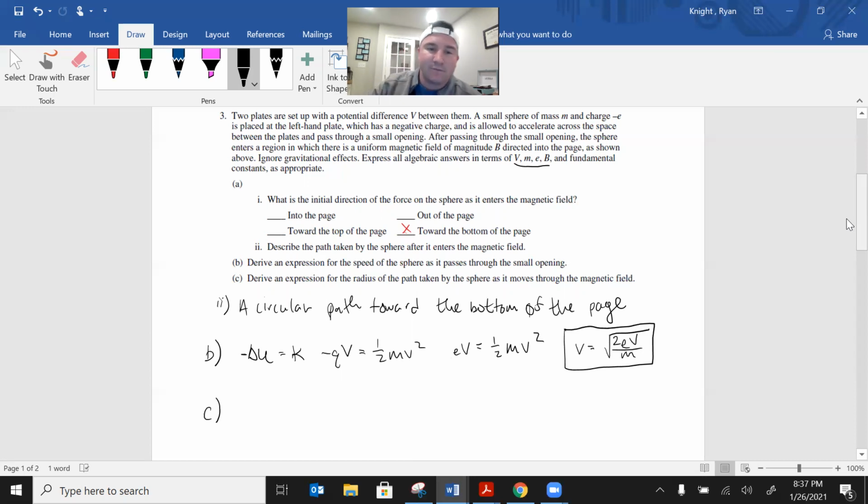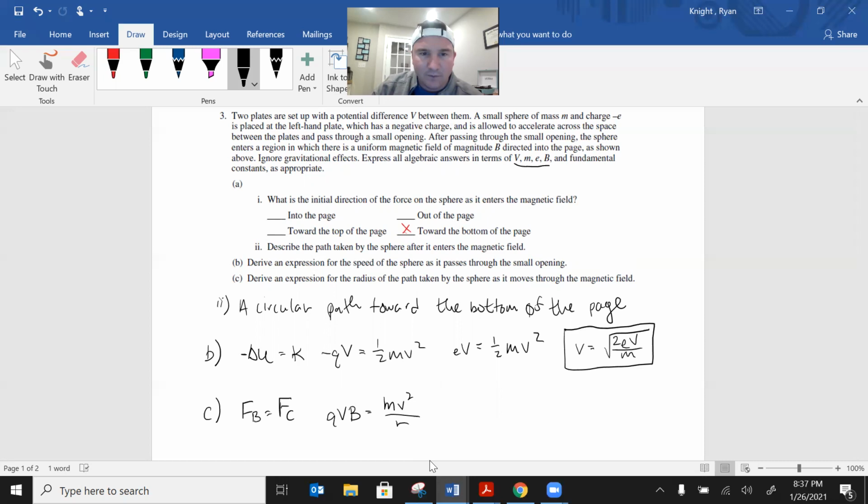Derive an expression for radius. So our next step is to derive an expression for radius. This one we're actually going to use the centripetal force equation. Our magnetic force is acting as a centripetal force because it's causing our particle to go in a circular motion. So we can take our magnetic force equation, QvB, where lowercase v is velocity, equal to mv squared over r.